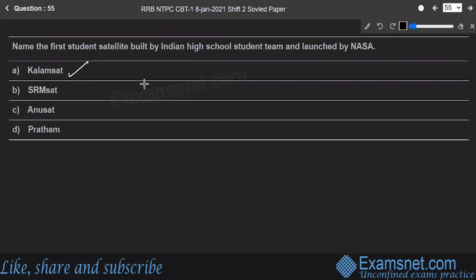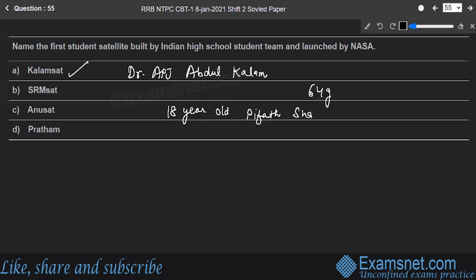Option A. The first student satellite built by an Indian high school student team and launched by NASA is Kalamsat. The satellite is named after the president and nuclear scientist Dr. APJ Abdul Kalam and is called Kalamsat. It was flown into space by a NASA rocket. US Space Agency NASA has successfully launched the world's smallest and lightest satellite, weighing just 64 grams. The satellite was designed by 18-year-old Rifat Shahrukh along with 6 other teammates.